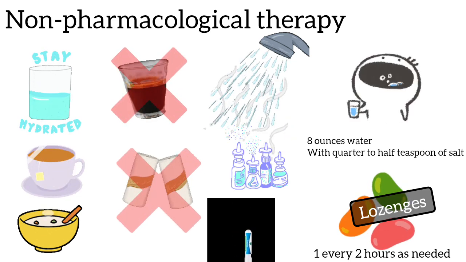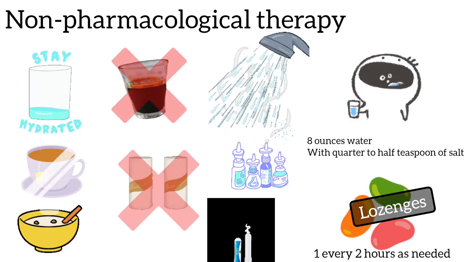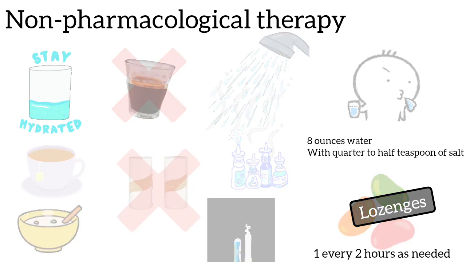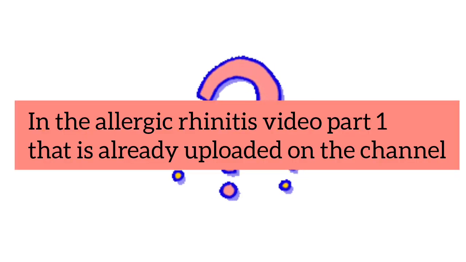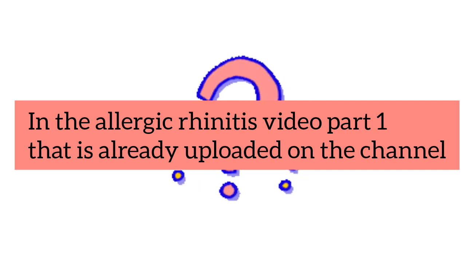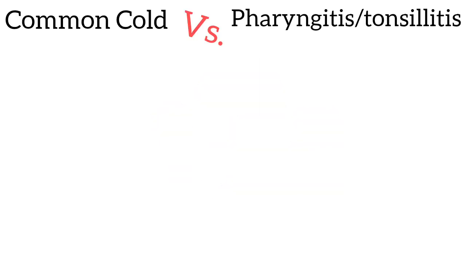A variety of aromatic products claim to ease nasal congestion by producing soothing odors such as camphor and eucalyptus. Now, how do we differentiate between the common cold and similar conditions? We already mentioned in the last video how to differentiate between common cold and allergic rhinitis, so we're not going to mention it here. However, how do we differentiate between common cold, sore throat versus the bacterial pharyngitis or tonsillitis?